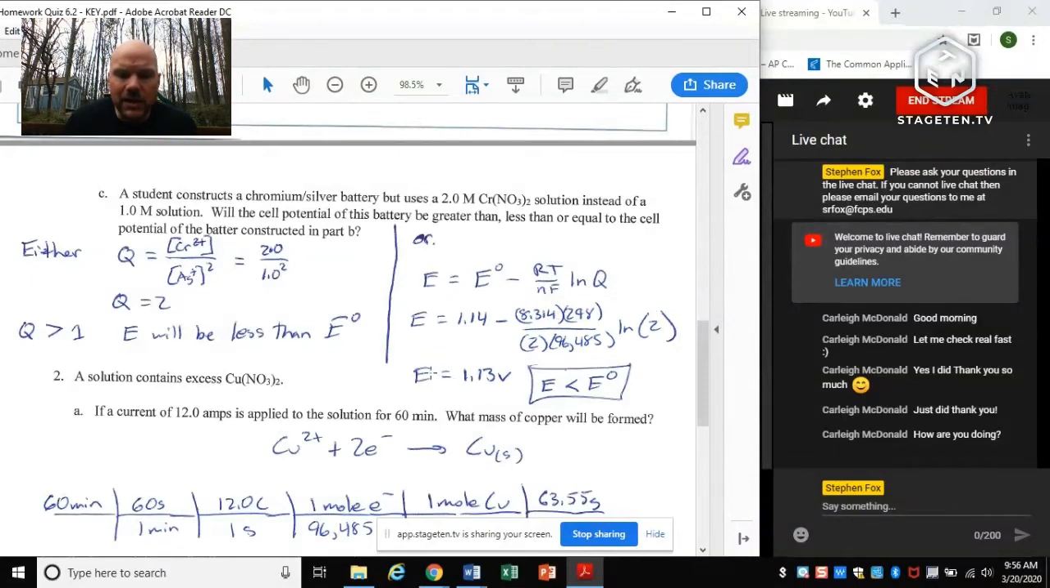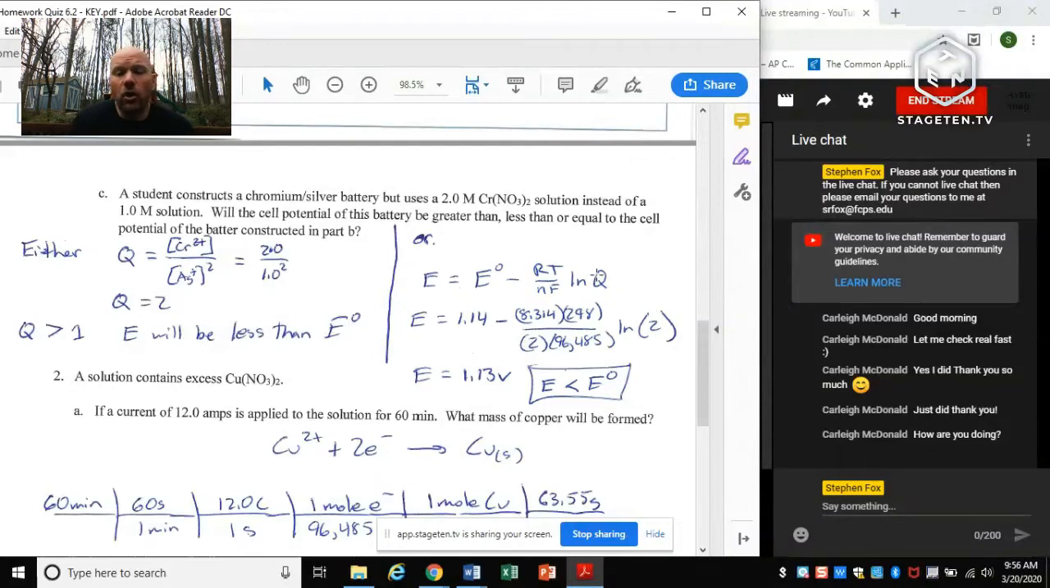So what does that mean? It means the new potential, or the expected potential for this battery, if we made the battery this way, if we started with 2 molar chromium instead of 1 molar chromium, the voltmeter would read 1.13 volts and not 1.14 volts, okay? So E is less than E naught, okay? Now, you don't have to calculate it. Let's understand how the Nernst equation works and use our Q value, okay?